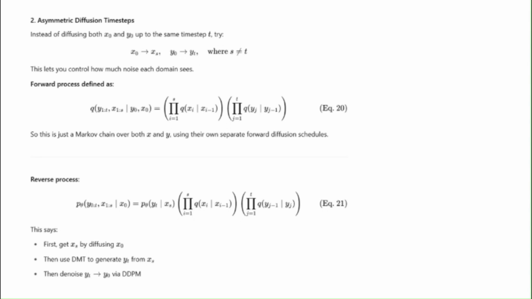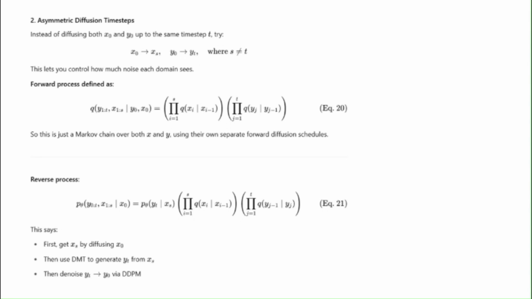By choosing s and t based on task-specific criteria, for example, how much noise a sketch or photo should retain, we can better control the trade-off between content and style across domains. However, after thorough experimentation, we found that optimal performance still occurred when s equals t and both equal t star. This supports our original claim that performing domain translation at a carefully chosen single time step is not only efficient but also the most effective strategy in practice.